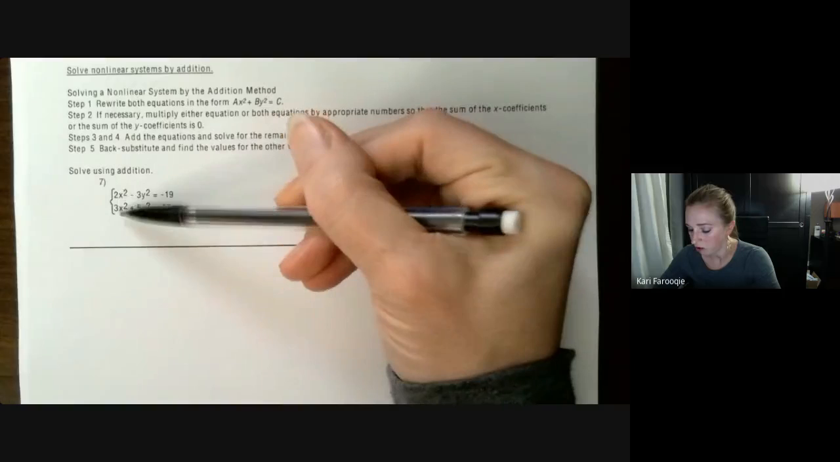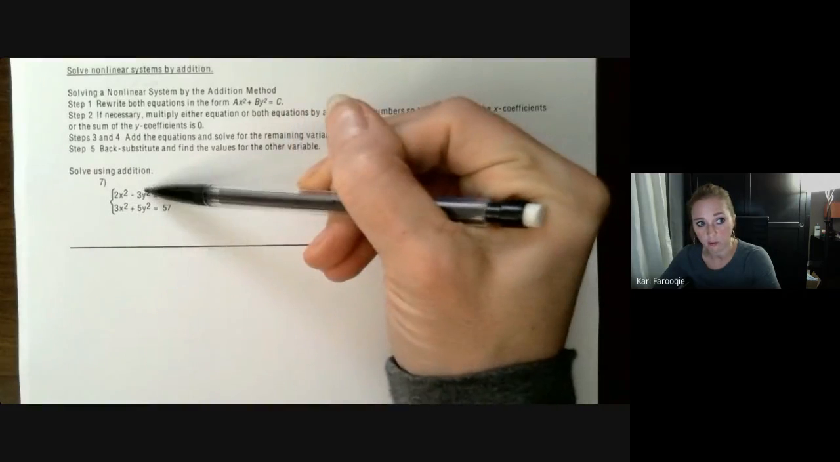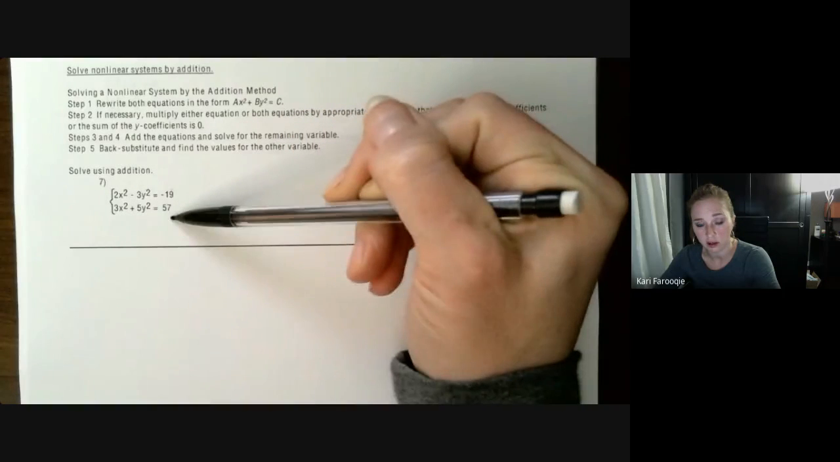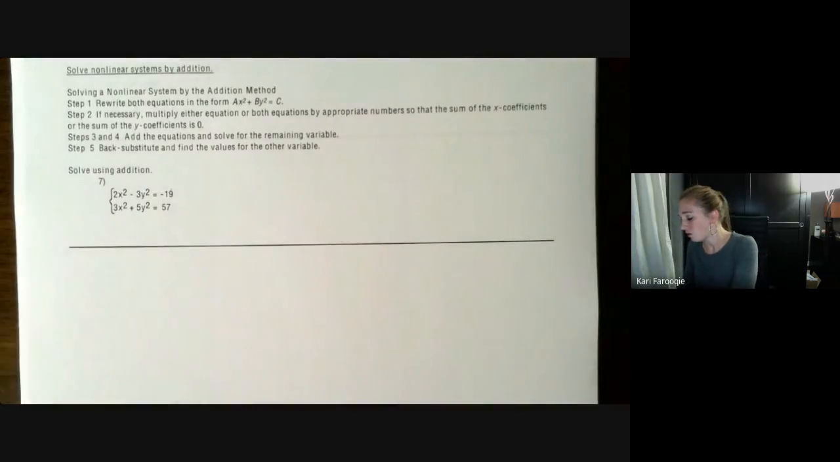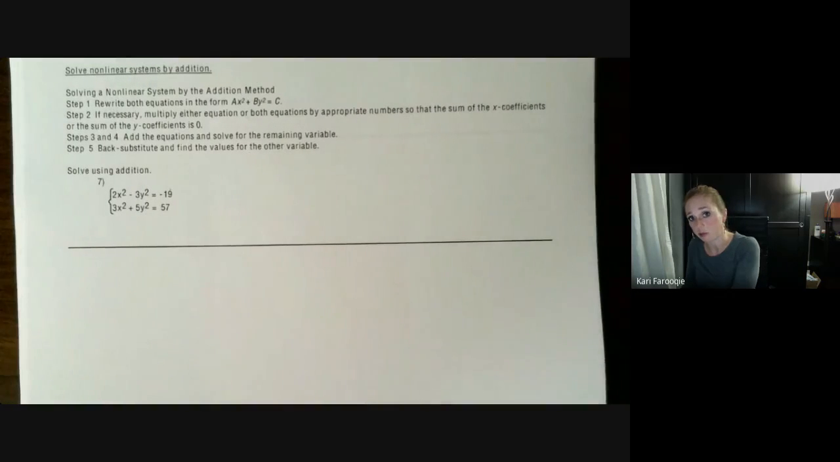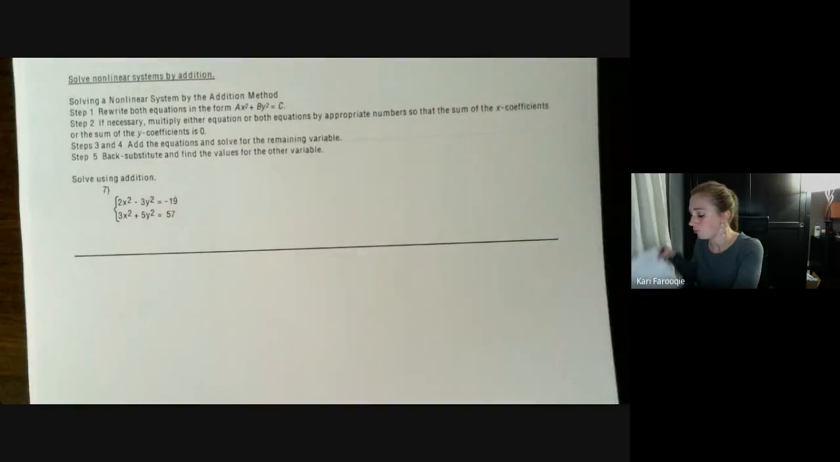You have an x squared and an x squared. You have a y squared and a y squared. You have a constant and a constant. These are all terms that you can combine. That's why the addition method is perfect for something like number 7. You're looking for those like terms.